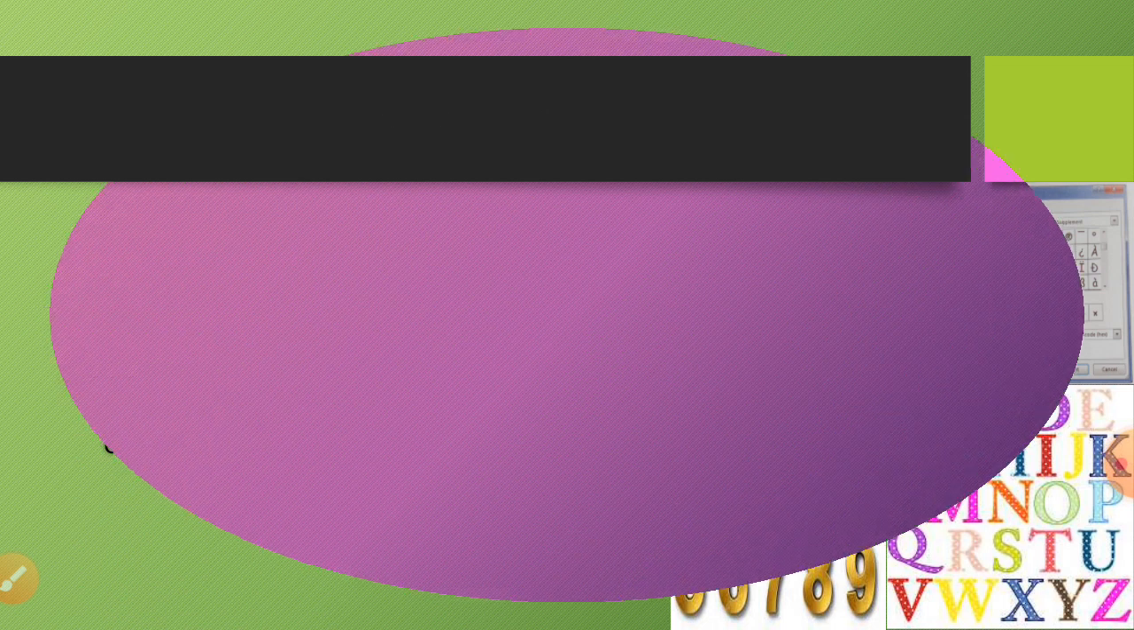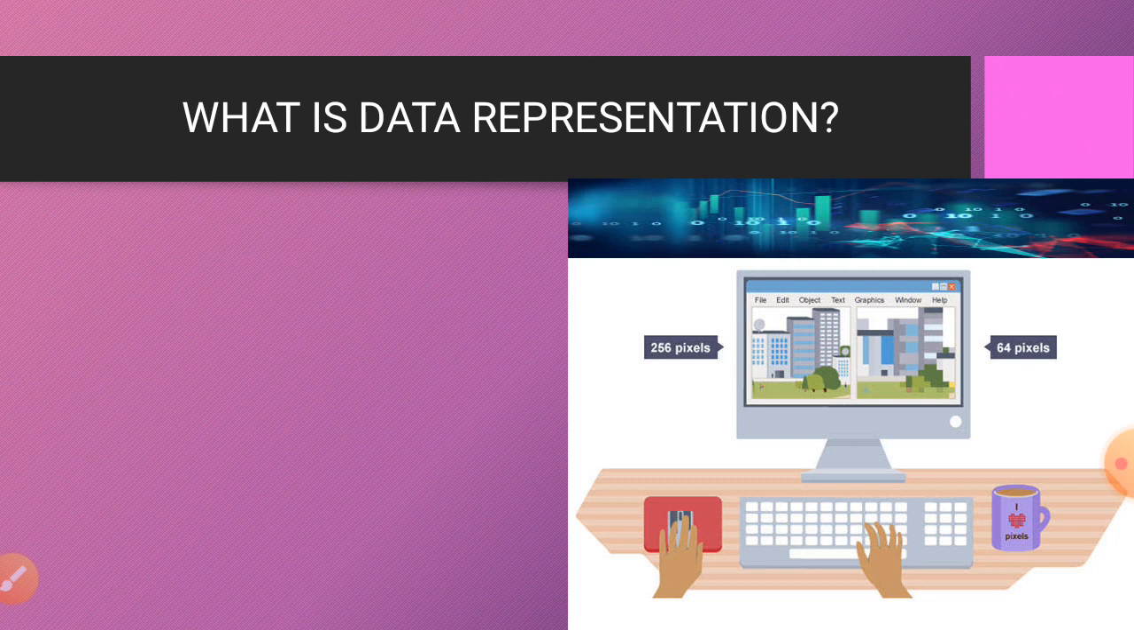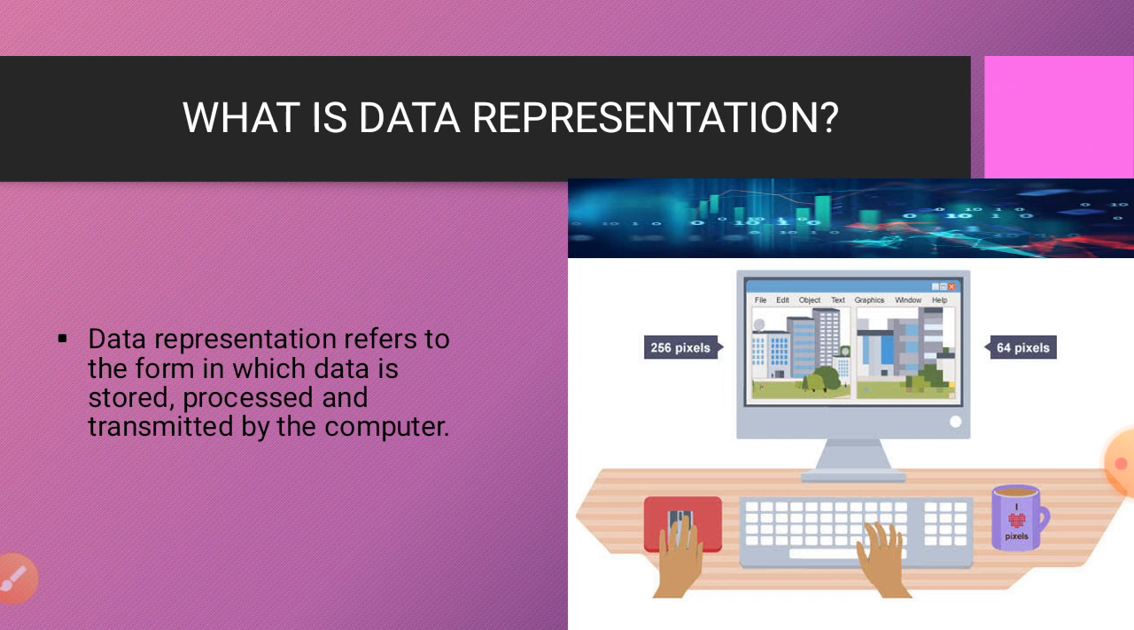Now, what is data representation? Data representation refers to the form in which data is stored, processed, and transmitted by the computer. Is that understood? Yes, I know you have understood.